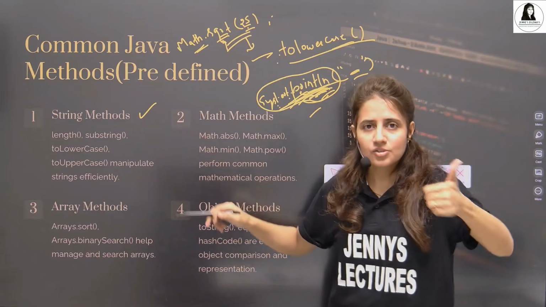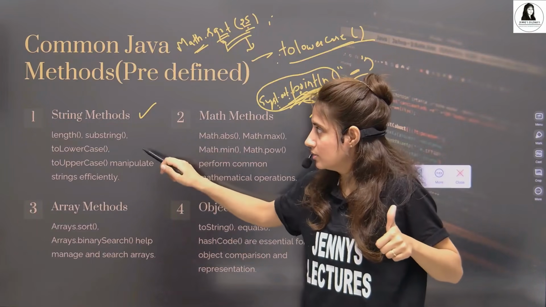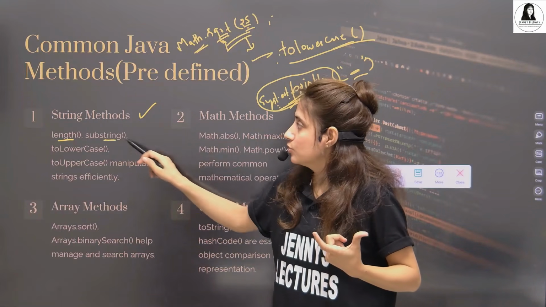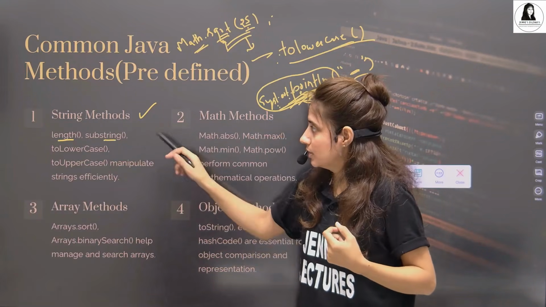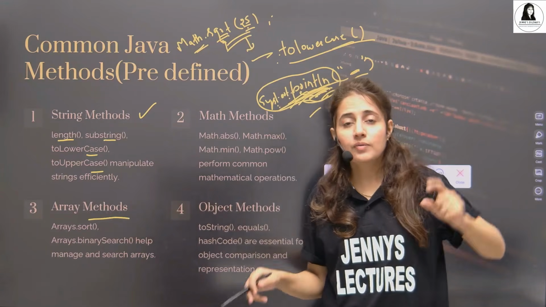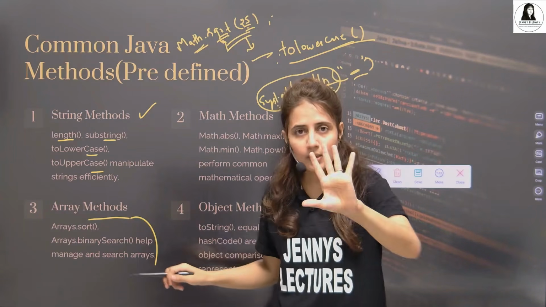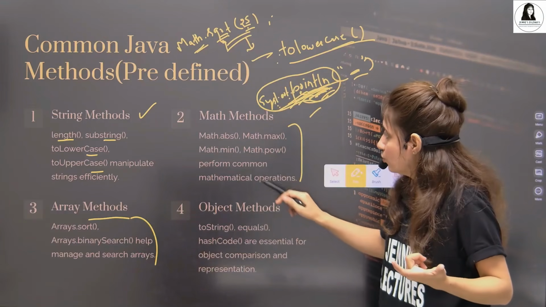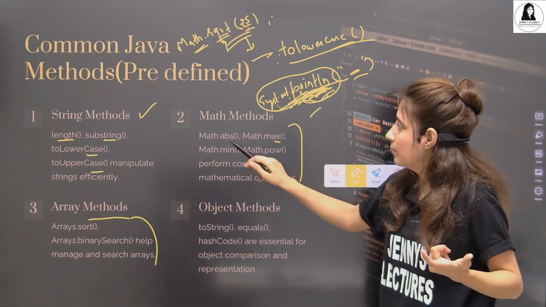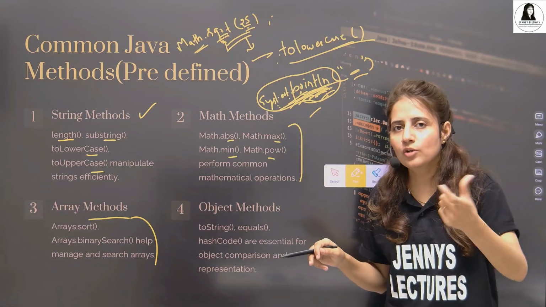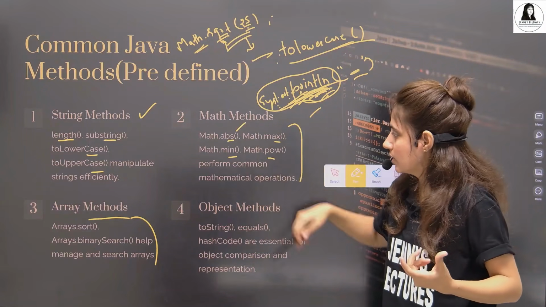When we discuss strings, then we'll see string methods. This is to find the length of the string. This is to find the substring, to lowercase, to uppercase. These are array methods. When we discuss arrays, we will see all the array methods. Don't worry. These are some math methods like square root, power, maximum, minimum. ABS means absolute value of a number, if you want to find it, then you can use this.